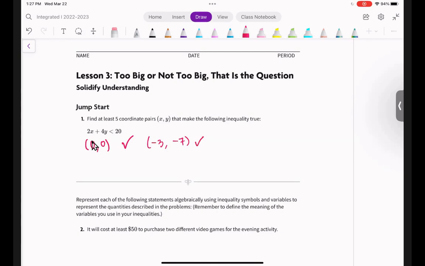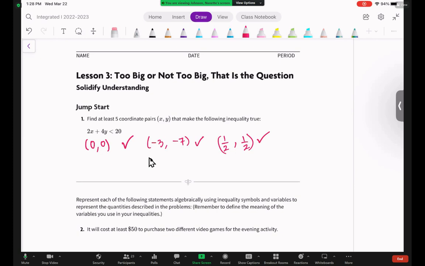Whenever you're doing math work and you're checking things, good numbers to check will always be zeros, fractions and decimals, and negatives. So I'm going to try fractions too. I'll go 1/2, 1/2. So half of 2 is 1, half of 4 is 2, 1 plus 2 is 3, 3 is less than 20, check.